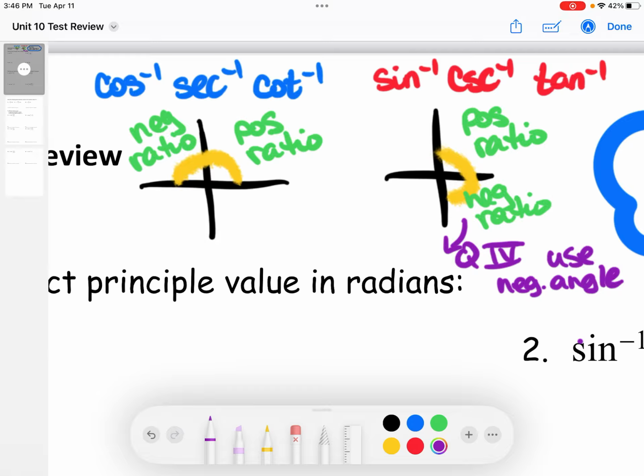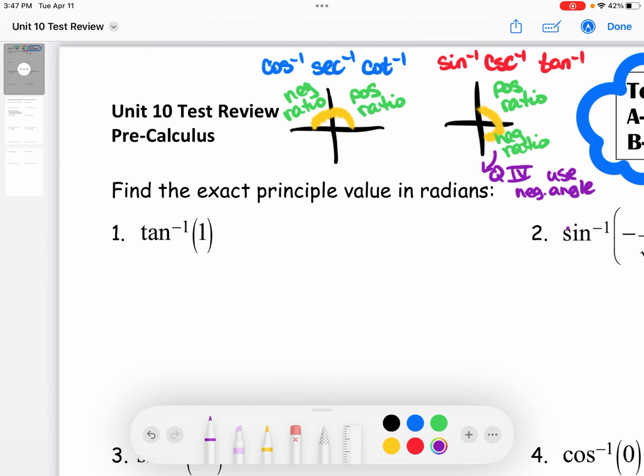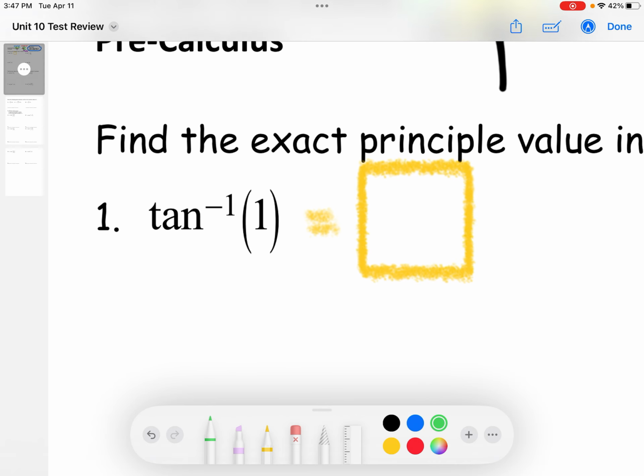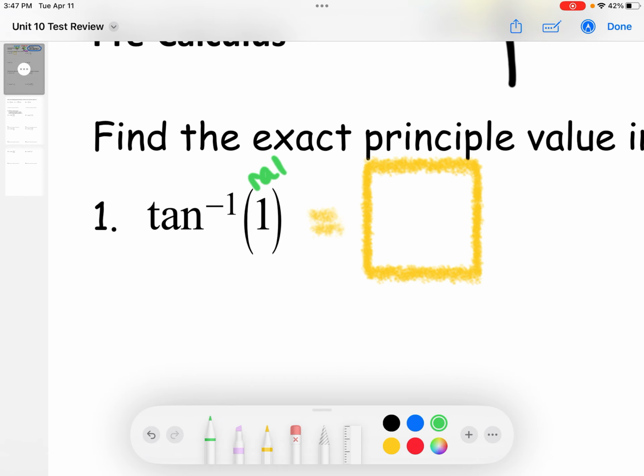Okay, so in 1 through 4, we are finding the exact principal values in radians. So tangent inverse of 1 will equal something. That 1, because it's inside an inverse, is a ratio. We are finding its angle. So we're finding the angle where tangent is equal to 1. Remember that tangent's ratio is y over x, so that's 1 over 1.